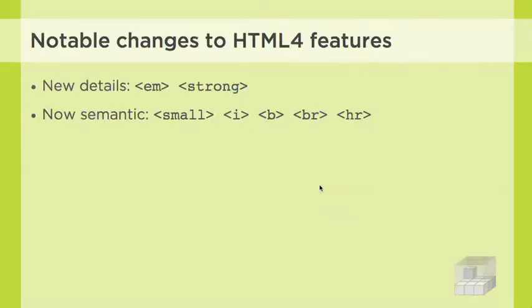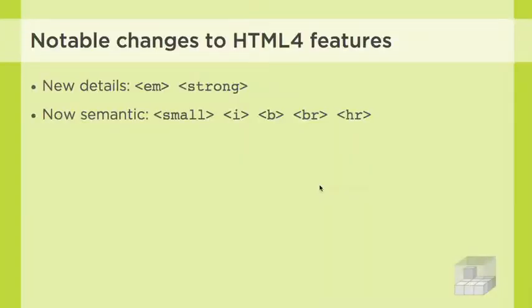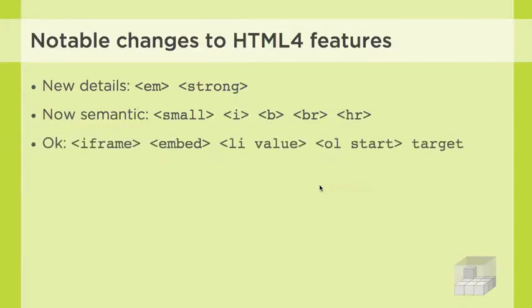Small, for small print, whether it's copyright, disclaimers, etc., things that often go in a footer, right? I, for taxonomic terms and other such changes of voice in some text. The b tag is now used for stylistic offset text. Br, finally we can mark up our poetry properly and semantically, including line breaks where they were intended. And hr for thematic breaks between paragraphs. HTML5 accepts as now being okay the iframe and embed elements, as well as the value and start attributes for lists.